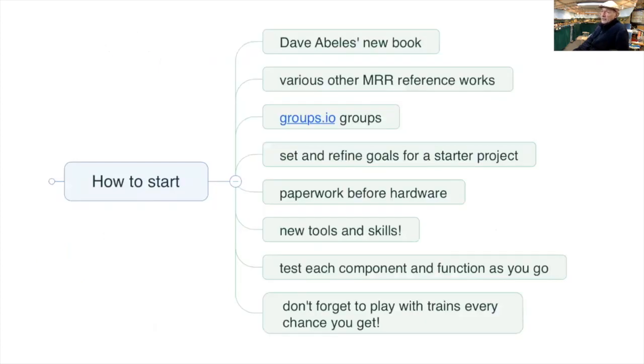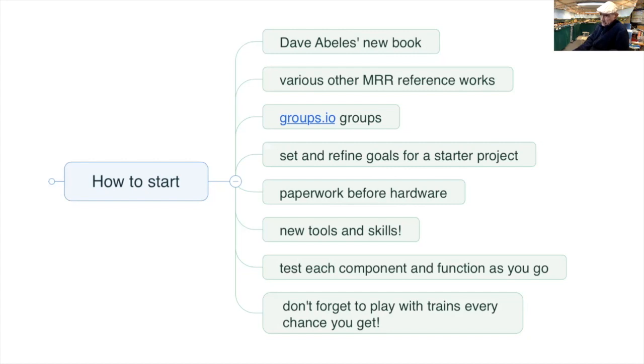So finally, the question is how to start. And of course, I recommend Dave Abley's new book highly, and various other MRR reference works, and there's a lot of them. I mean, Bruce Chubb had a long-running series of articles in Railroad Model Craftsman magazine, and there are many other places to find out about signals. There also is a groups.io group dedicated to layout command control, LCC, which has really benefited me in my learning curve because I can post questions there.